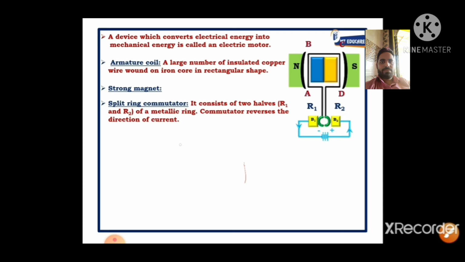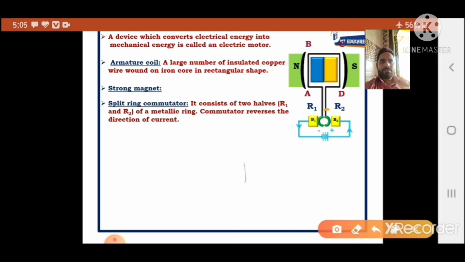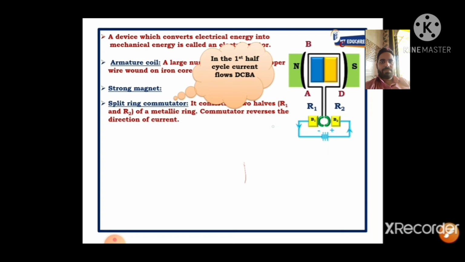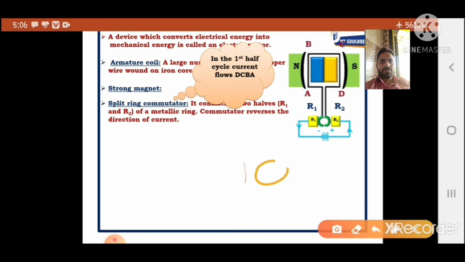Next is the split ring commutator. You can see the split ring commutator here. This is a split ring commutator, this one which I have circled, the green colored ring. What does it do? It consists of two halves, R1 and R2. These are the two half rings, we can say. One is R1. There are two parts of the ring. They have taken one ring and divided it into two, and one part of the ring they have named R1 and the second part R2, of a metallic ring.